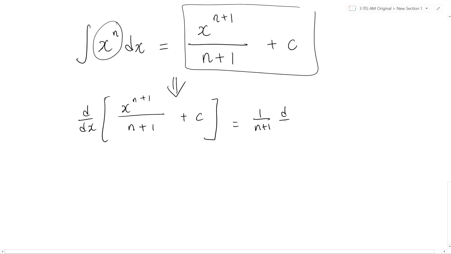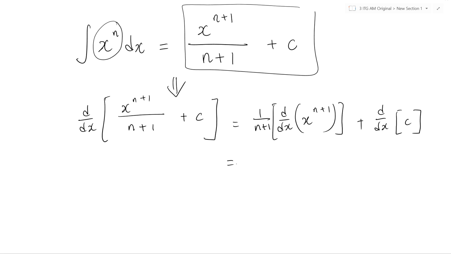This is just a constant, and we differentiate x to the power of n plus 1 plus differentiate our constant c. I know many of you will be able to skip this step, but just to write down every single step clearly. So now we have our constant 1 over n plus 1. Differentiating x to the power n plus 1 will result in bringing down the power n plus 1, and our x will have a new power, where we reduce the power by 1. And on the other side, differentiating a constant c will result in 0.